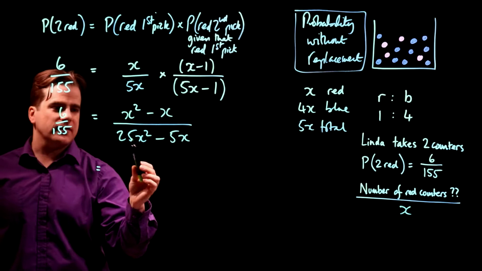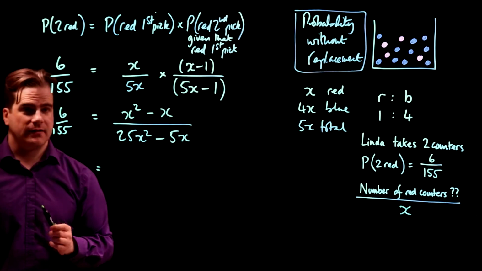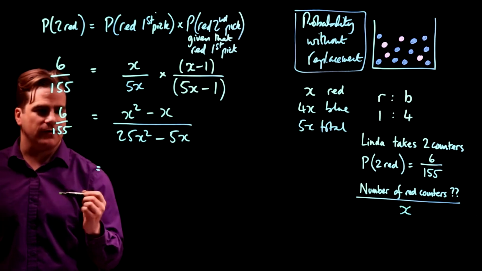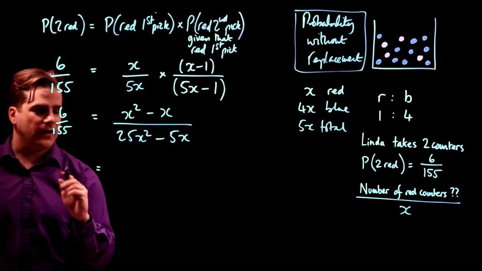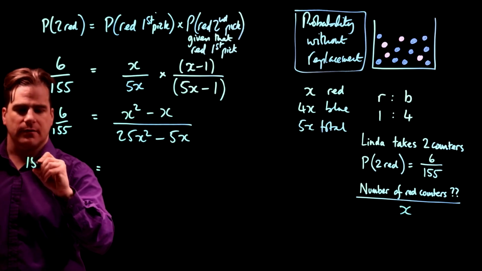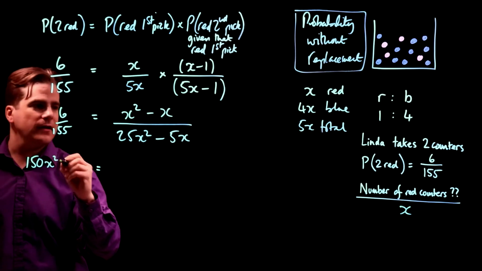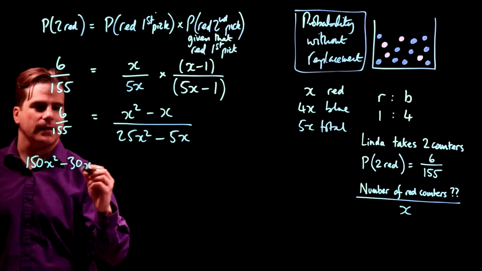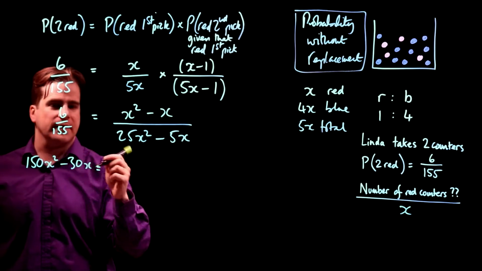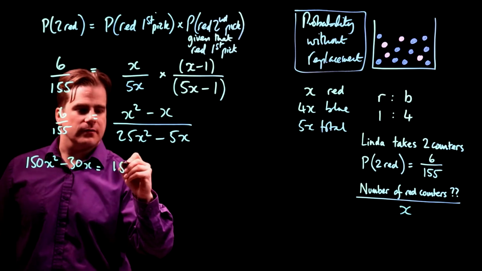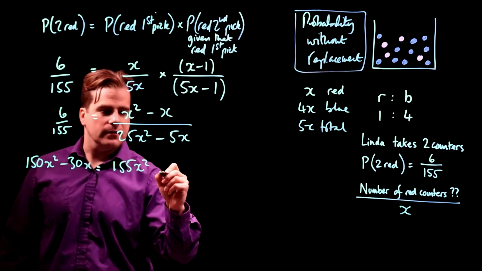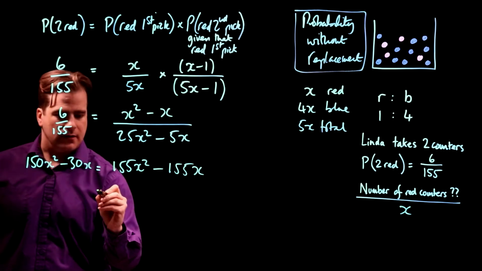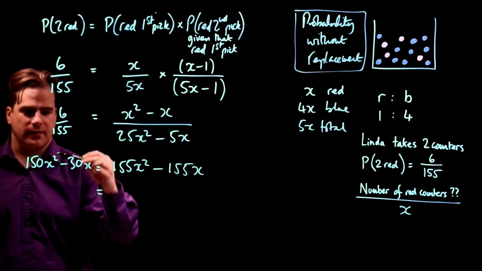in other words, we're multiplying both sides by 25x minus 5x. So on the top here, we get 6 times 25x squared minus 5x, which is 6 times 25 is 150. So we get 150x squared minus 5x times 6 is minus 30x. Multiply both sides by 155 and we get 155x squared minus 155x.